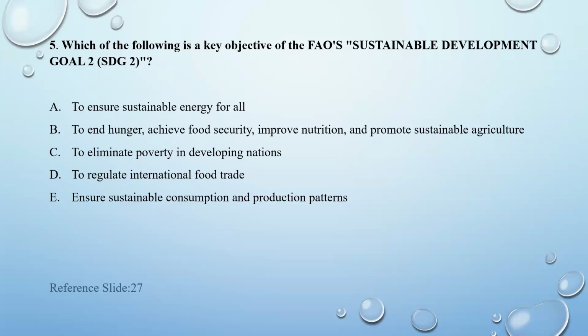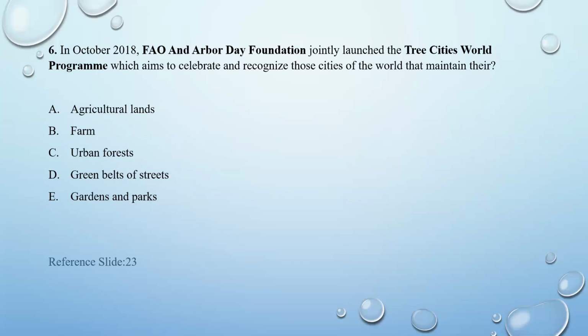The sixth MCQ is, in October 2018, the FAO and Arbor Day Foundation jointly launched the Tree Cities of the World program, which aims to celebrate and recognize those cities of the world that maintain their A, agricultural land, B, farms, C, urban forests, D, green belts of the street, and E, gardens and parks. Urban forests, C. Yes, C is the right answer.